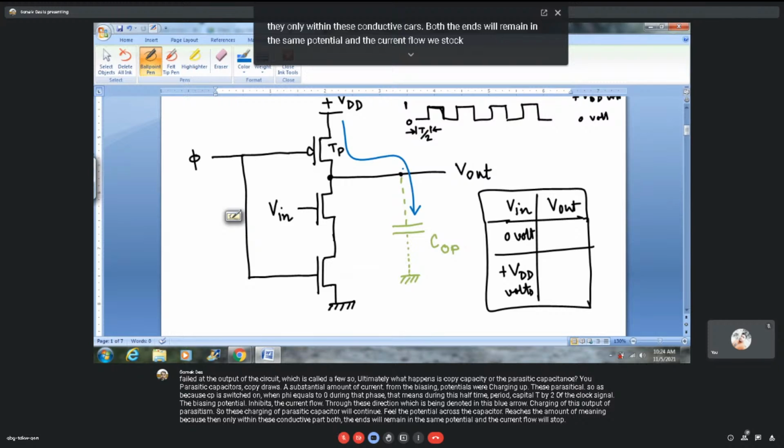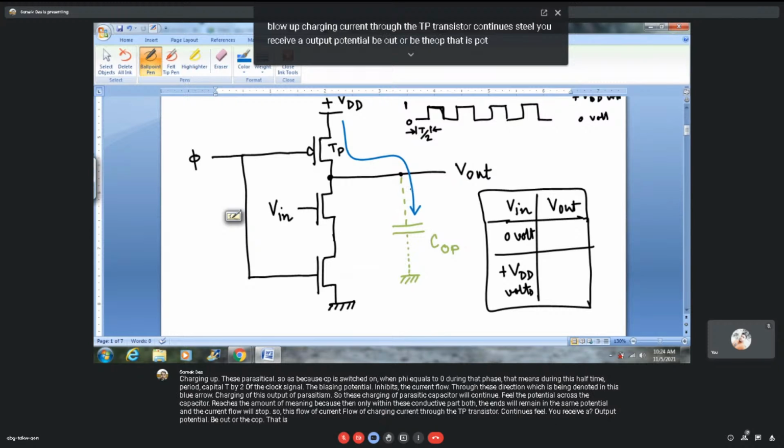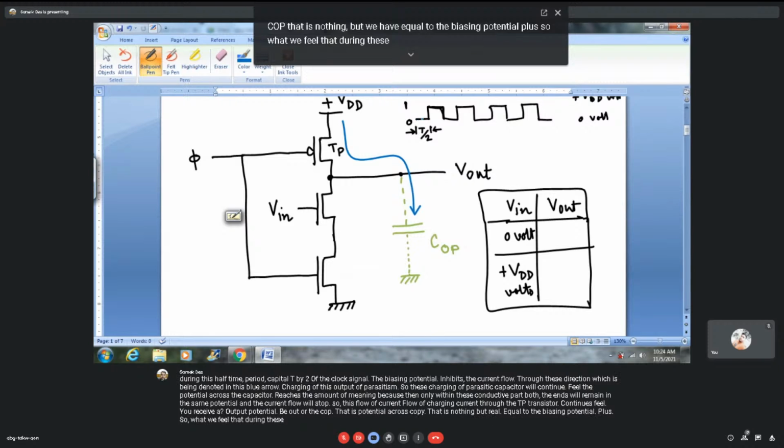So this flow of charging current through the TP transistor continues till you receive an output potential Vout, or VCOP, that is the potential across COP, equal to the biasing potential VDD. So during this half time period, when phi is 0, Vout represents a high logic value, or a potential equivalent to plus VDD, due to this charging up of the parasitic capacitor.